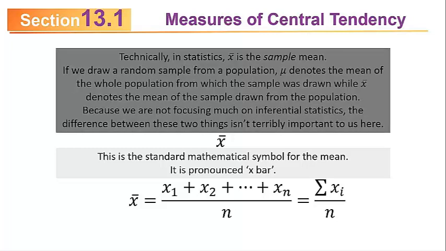Technically in statistics, X bar is the sample mean. If you draw a random sample from a population, mu represents the mean of the whole population from which you drew the sample, while X bar denotes the mean of the sample that you drew from the population. Because we're not focusing much on inferential statistics in this course, the difference between these two things isn't terribly important to us here, but technically X bar is the sample mean, mu is the population mean. But like I said, for what we do in this course, it doesn't much matter.